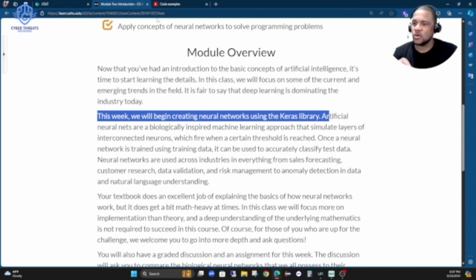Artificial neural networks are a biologically inspired machine learning approach that simulates layers of interconnected neurons. You see, the whole idea is how can we interpret or imitate the different layers, how the human brain's neurons are interconnected. How is it that when somebody's looking at something, I'm looking at you, I can move my fingers? How is that signal transmitted? How does the brain make the decision that, hey, I have a headache?